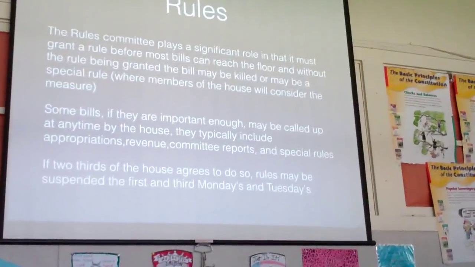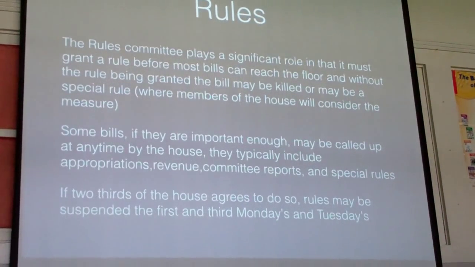And the rules. The Rules Committee plays a significant role in that it must grant a rule before most bills can reach the floor, and without the rule being granted, the bill may be killed or may get a special rule. And a special rule is where members of the House will consider the measure. And then some bills, if they are important enough, may be called up at any time by the House. They typically include appropriations, revenue, committee reports, and special rules, like taxes and all the actually important ones. And then if 2/3 of the House agree to do so, rules may be suspended the first and third Mondays and Tuesdays.